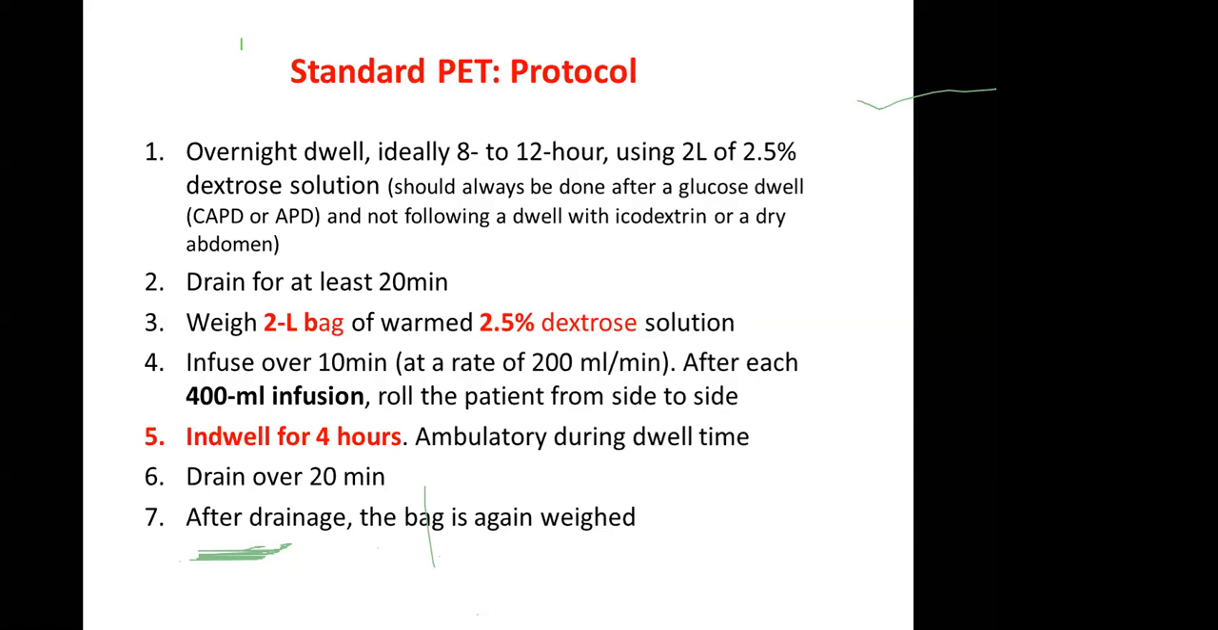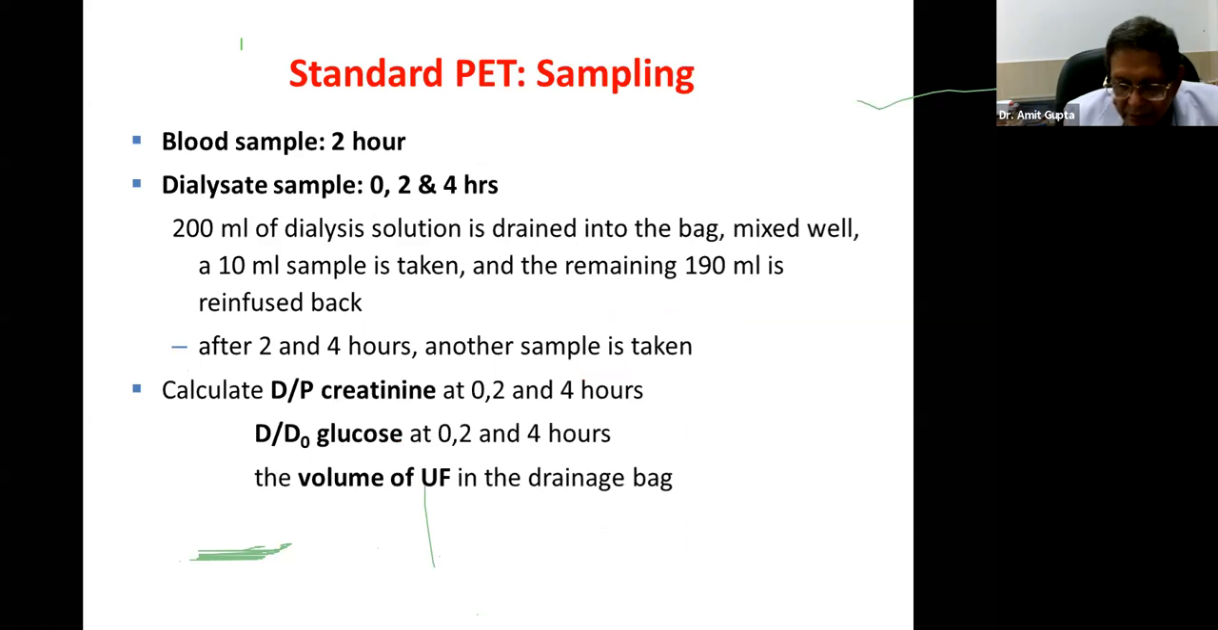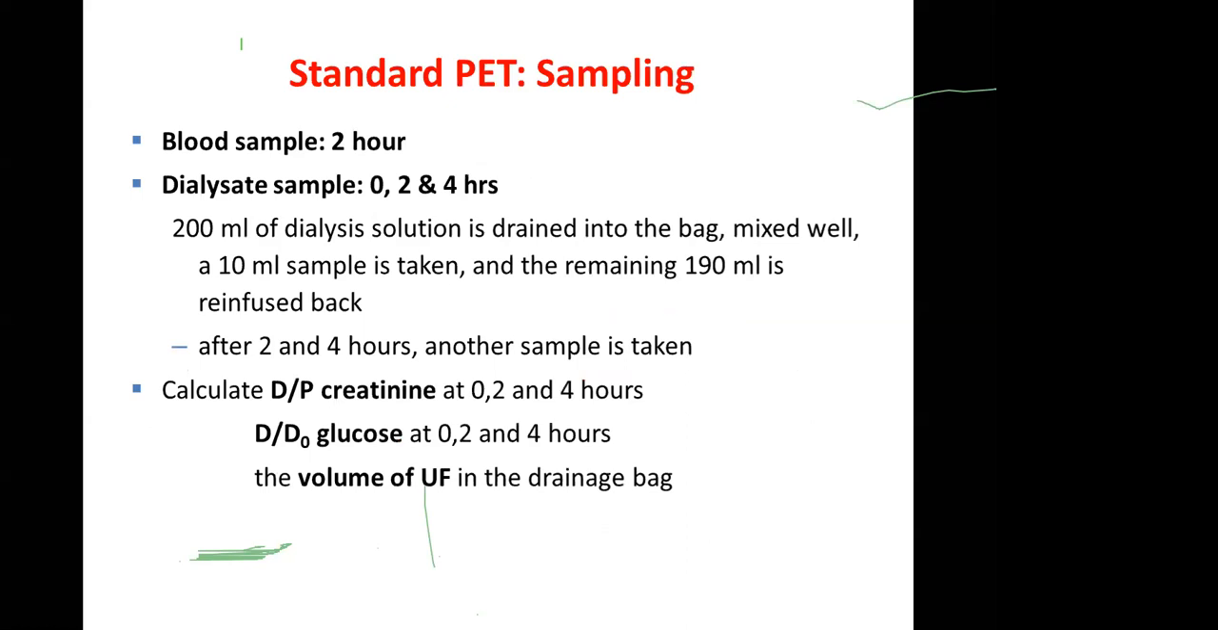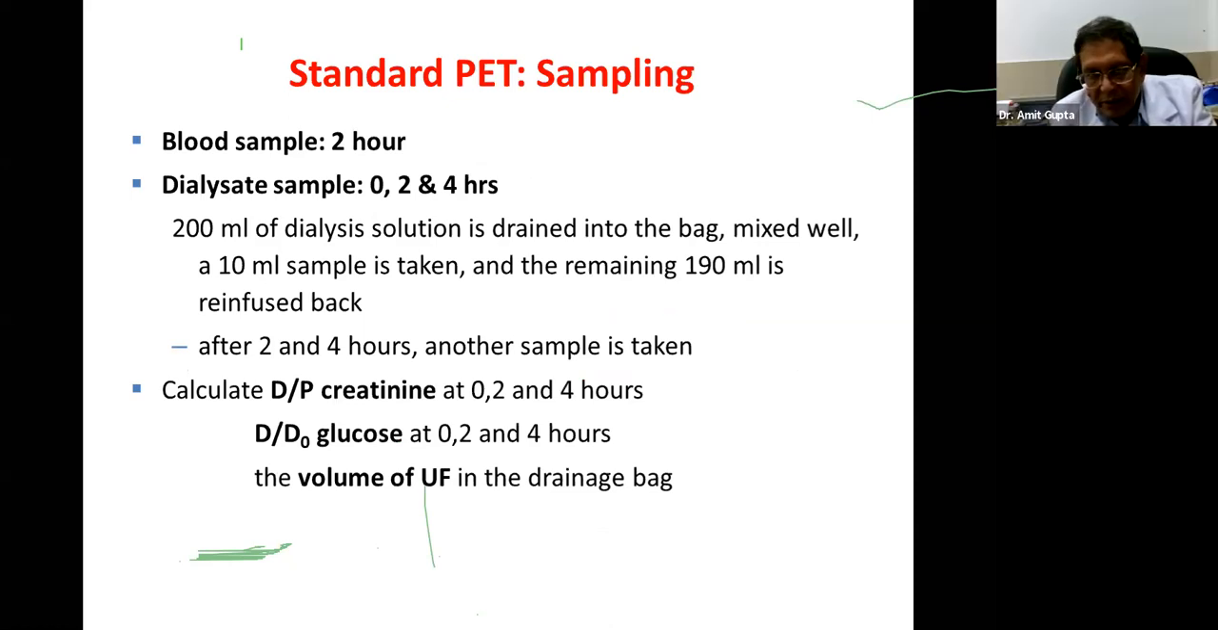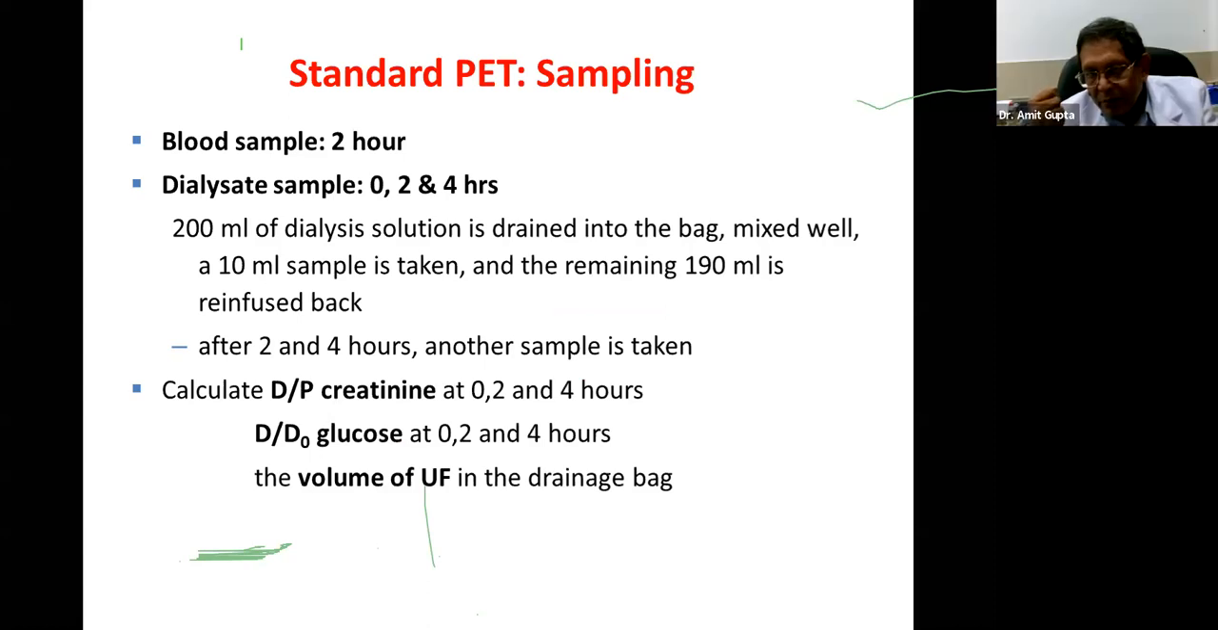And as you rightly mentioned, the first dialysate sample is taken at 0 hours, which means as soon as you complete the infusion of the fluid, you drain out about 200 ml into the bag and mix it well. You draw a 10 ml sample of this dialysate, and the remaining 190 ml is reinfused back into the peritoneal cavity. But it has to be done under total asepsis so that you don't introduce infection.